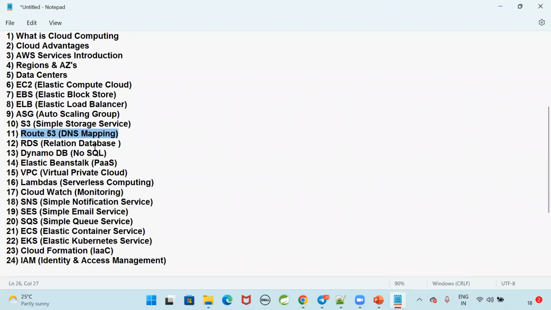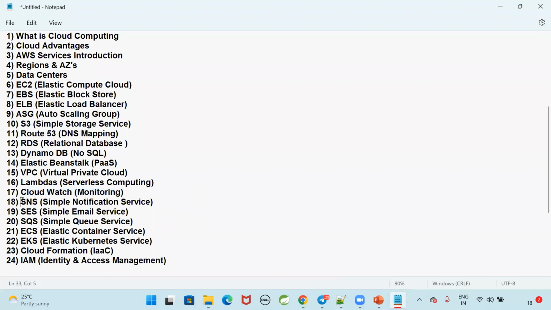Next one is RDS. RDS is nothing but a relational database. DynamoDB for NoSQL. Elastic Beanstalk for platform as a service. VPC stands for virtual private cloud. Lambdas are used for serverless computing. Nowadays Lambdas have a lot of demand in the market. CloudWatch is used for monitoring purposes. What are the resources we are creating in the AWS cloud? We can monitor those resources by using CloudWatch.